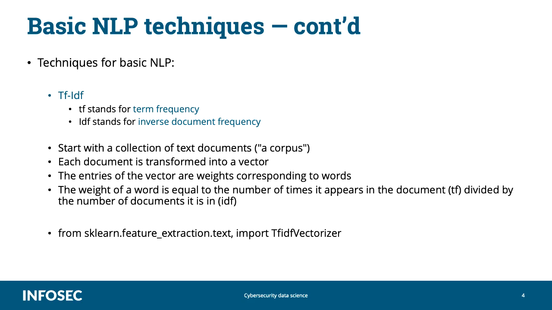The entries of the vector will be weights, and pretty much every word gets a weight. The weight of the word is equal to the number of times it appears in that document. This is TF, term frequency, divided by the number of documents that it's in. This is inverse document frequency, IDF. The consequence is that when a word occurs a lot in a specific document, it gets a large weight. Presumably it's important. However, if this word is extremely common in general, then it will be discounted. This is the IDF. One illustration would be stop words, or words that don't have much meaning but occur often, that will be discounted by IDF.